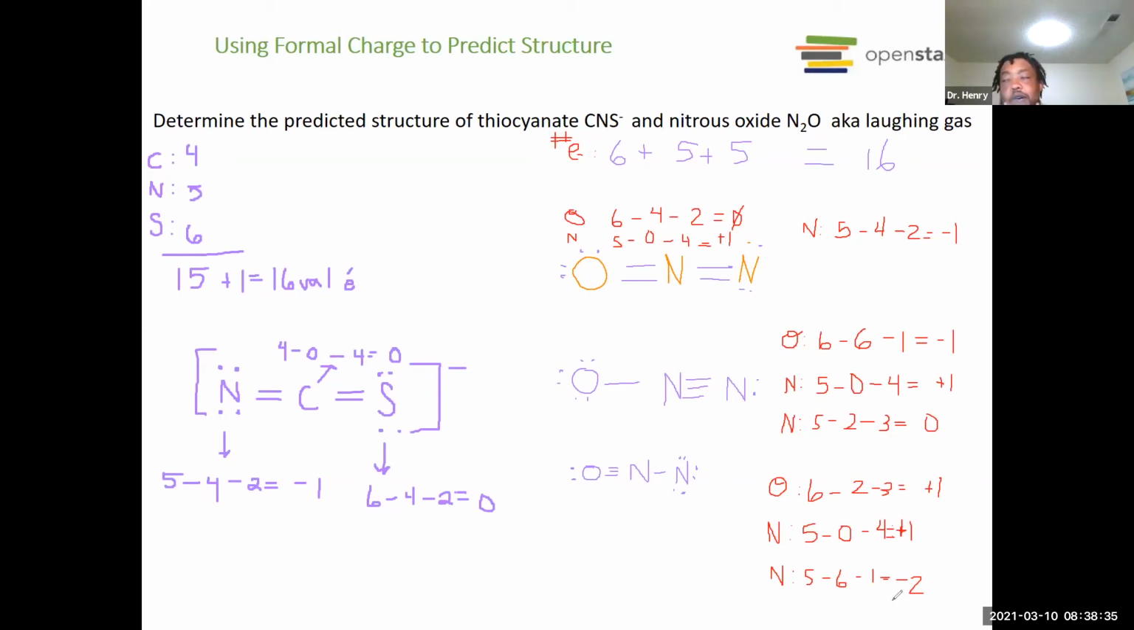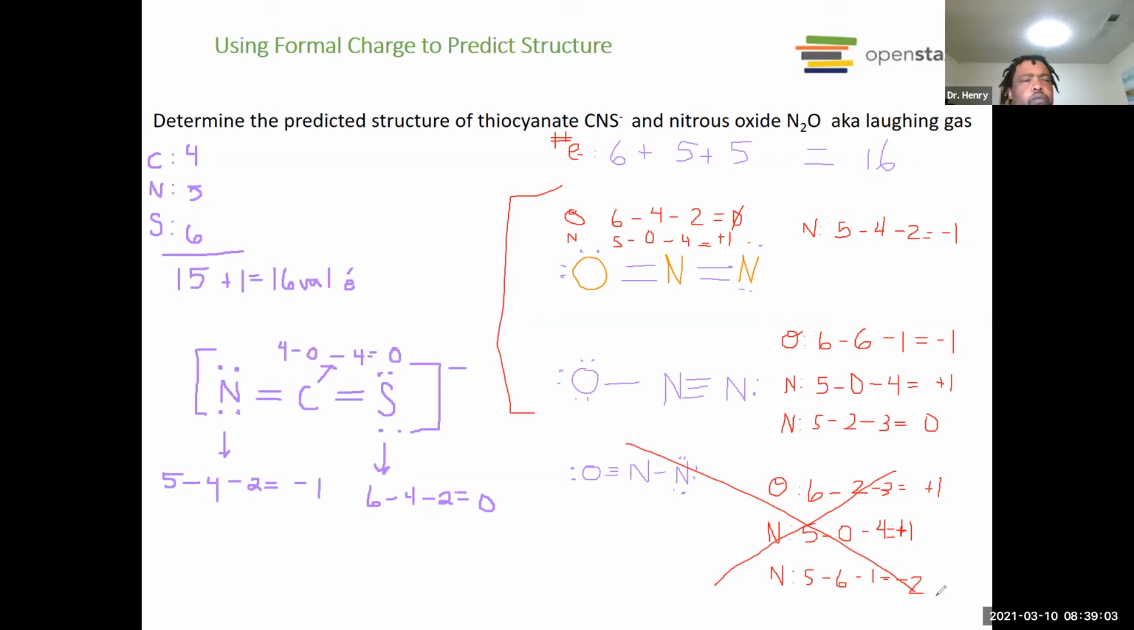Okay, so which one is closest to 0? Or should I say, which two are closest to 0? The top 2. So we know that probably one of the top 2 at least is going to exist. So we know that this one isn't because this one is far away from 0, -2 compared to the other 2. So what is the other rule?